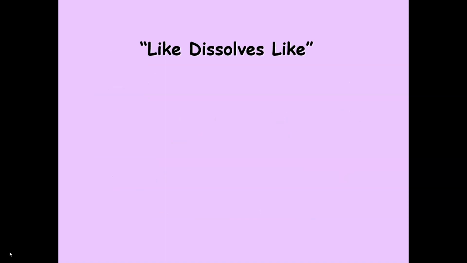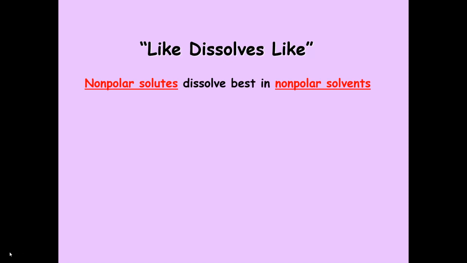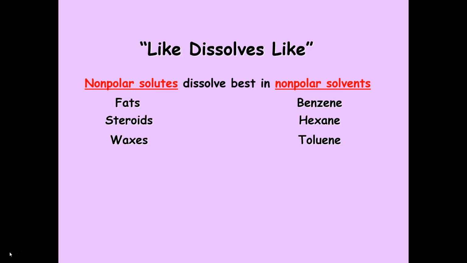A couple of other important things you need to be aware of, like dissolves like, we kind of talked about this. So if you have nonpolar solutes, they dissolve best in nonpolar solvents. So nonpolar means no charged ends, all right? They share electrons equally throughout them. So things like fats, steroids, waxes tend to dissolve in things like benzene, hexane, toluene. All these things like nonpolar solvents.